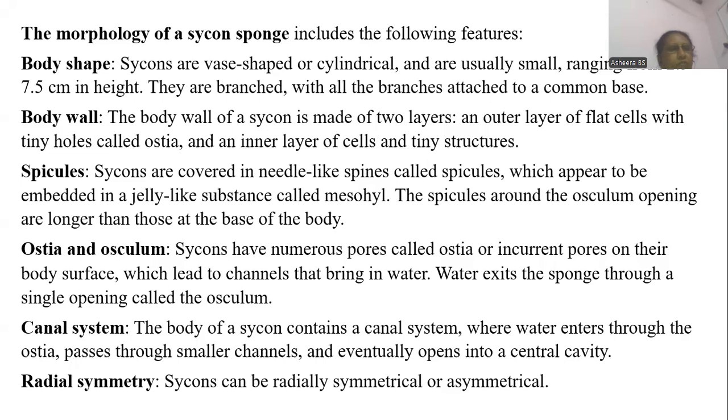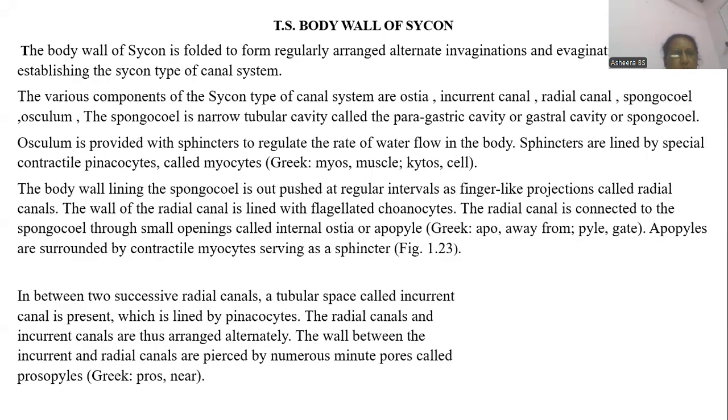Okay. So if you take the canal system of the Sycon, the water will enter through the ostia. From there, it has to go to the central cavity, which is also called the spongocoel. If you take the Sycon body, it will usually be radially symmetrical. Sometimes it looks asymmetrical also. So the body is radially symmetrical or asymmetrical.